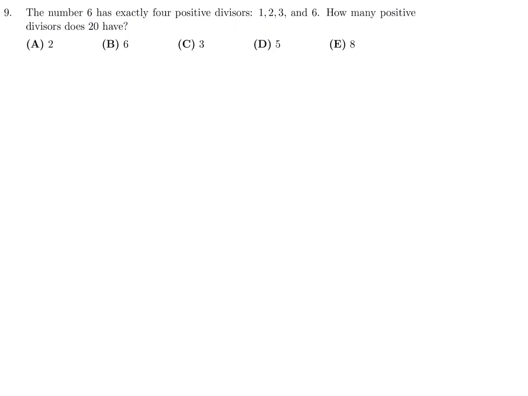The number 6 has exactly 4 positive divisors, 1, 2, 3, and 6. How many positive divisors does 20 have? Okay, well, we can make a list. 20 is equal to 2 times 2 times 5. So let's see, 1, 2, 4, 5, 10, and 20. So that's 6.